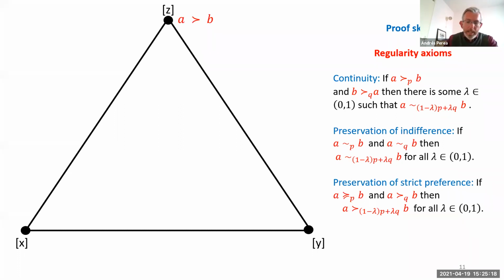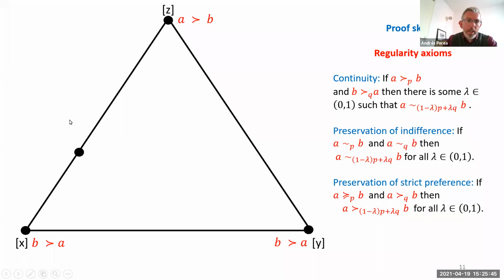So suppose, without loss of generality, that at state Z you strictly prefer A to B. So A and B are the 2 acts. At Z, you strictly prefer A to B. At X, you strictly prefer B to A. And at Y, you also strictly prefer B to A. Now, since at X you strictly prefer B to A, and at Z you strictly prefer A to B, by continuity there should be a belief between X and Z where you are indifferent between A and B.